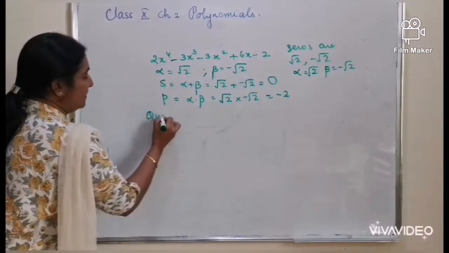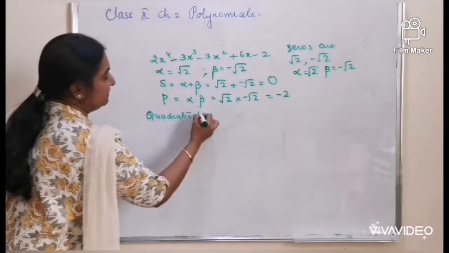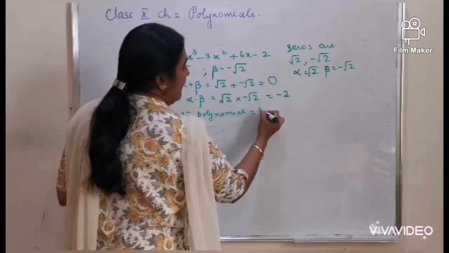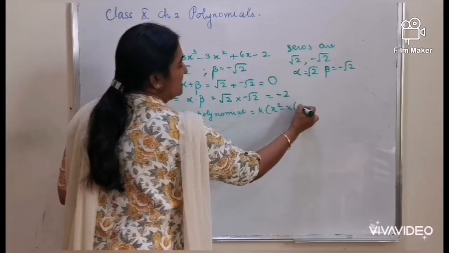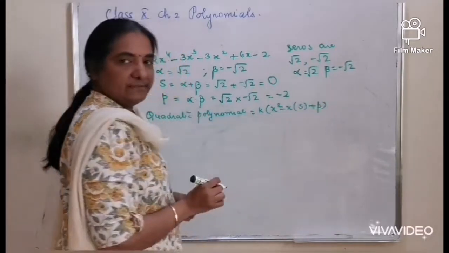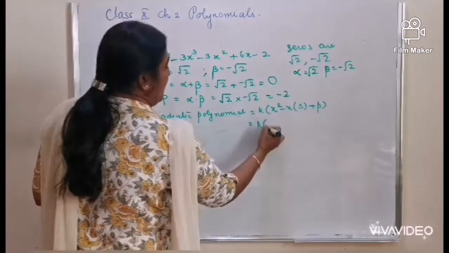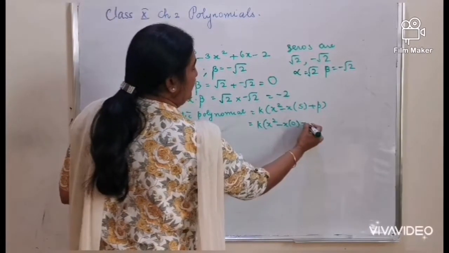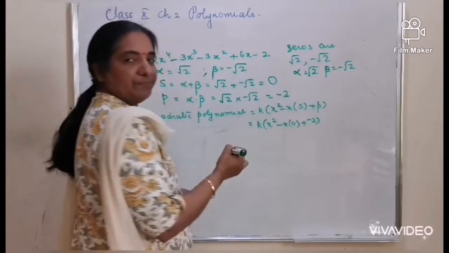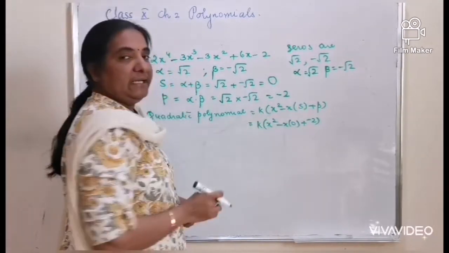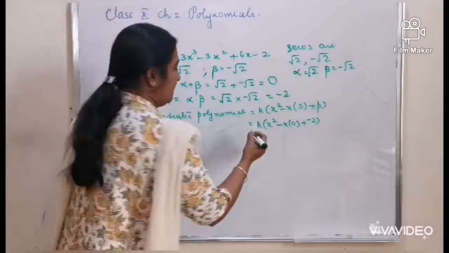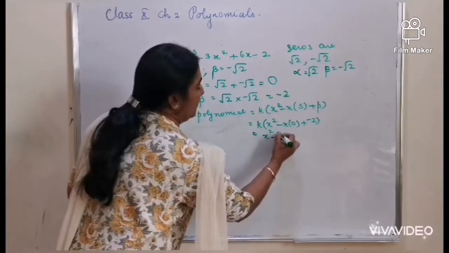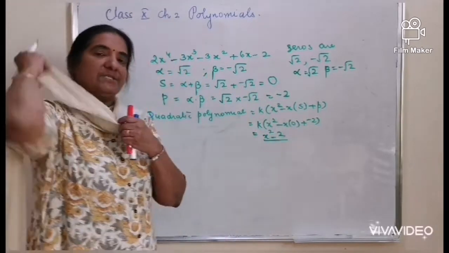Thus, the quadratic polynomial: the formula is k into x square minus x into sum plus product, which is giving you k into x square minus x into 0 plus the product, minus 2. 0 into any number is 0 and the value of k is 1. Thus the remaining quadratic polynomial is x square minus 2.